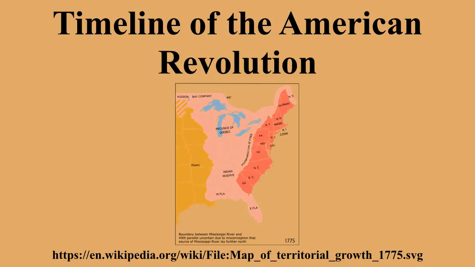In May, a British warship armed with 50 cannons sails into Boston Harbor after a call for help from customs commissioners who are constantly being harassed by Boston agitators.